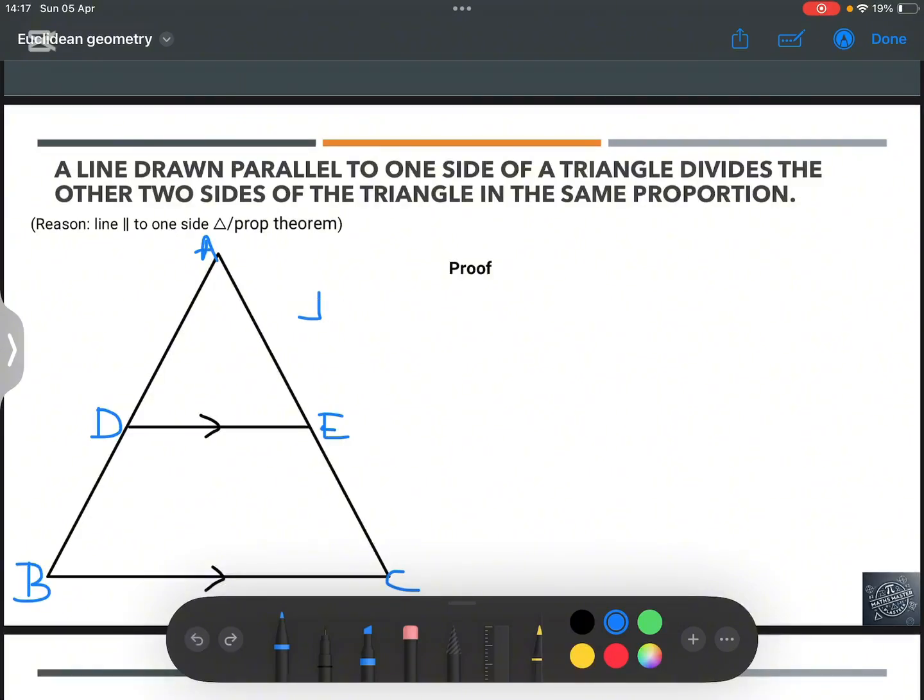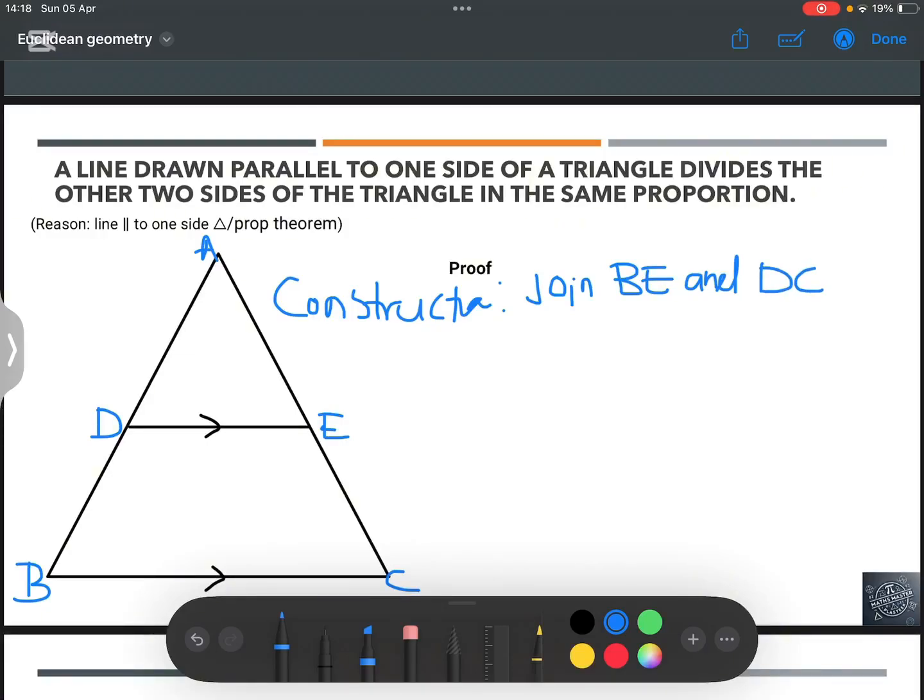By construction now, we're going to say join. Okay, construction. I'm going to say join BE and DC. BE and DC. Then draw height.